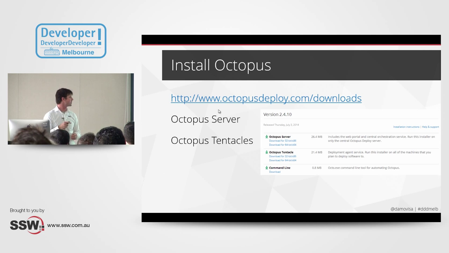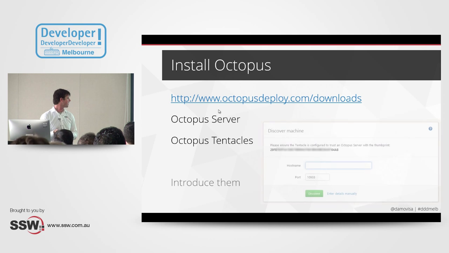So to install, really easy, octopusdeploy.com/downloads. There's a server download for 32-bit and 64-bit, same with the tentacle, 32 and 64-bit, and there's also a command line one if you just want to use that.